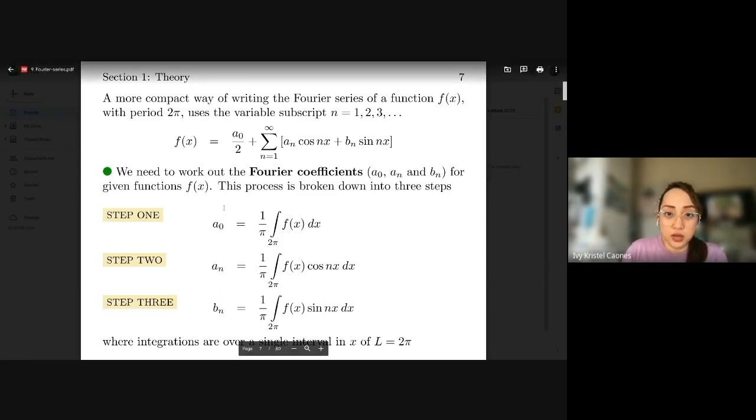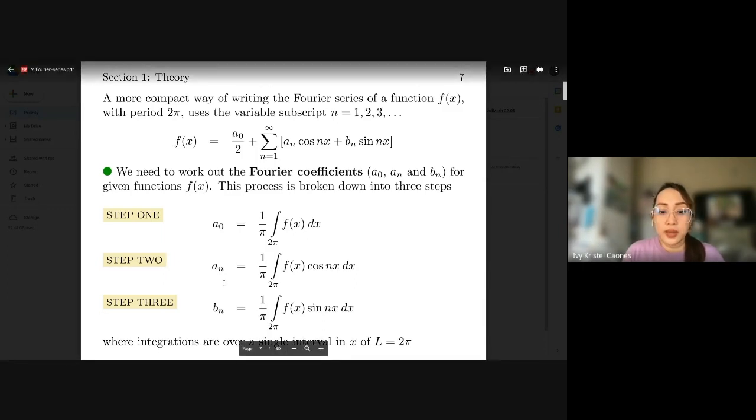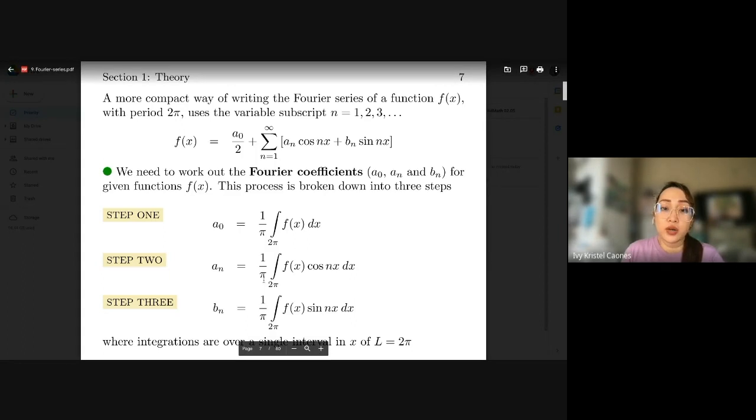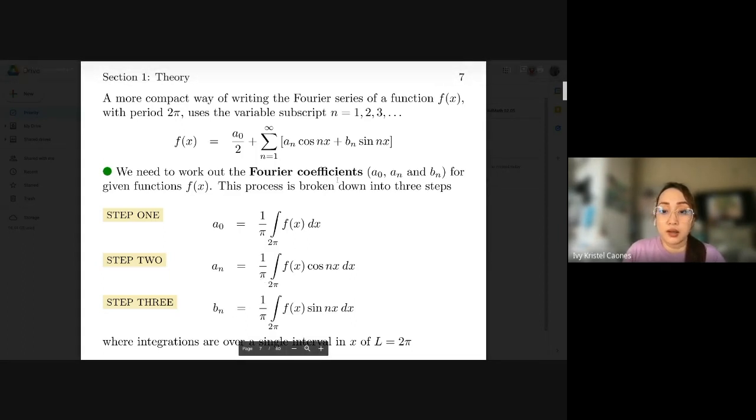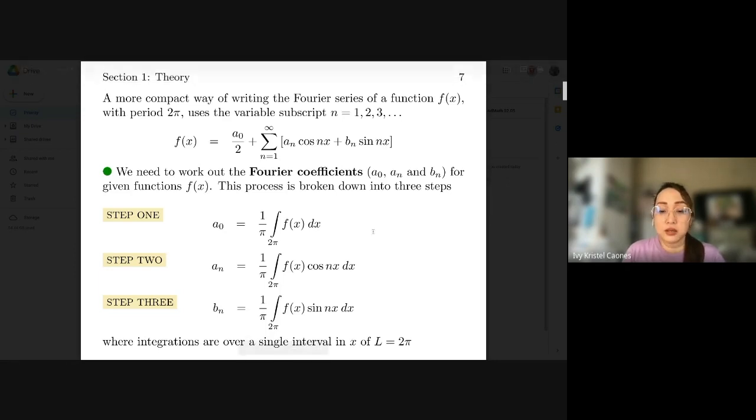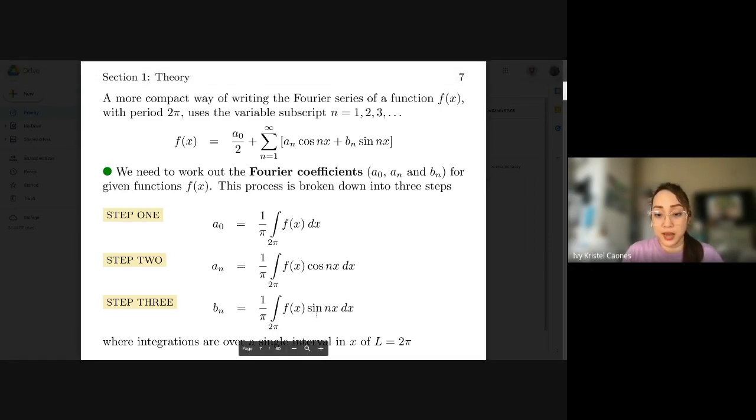Again, step 1: A sub 0 is equal to 1 over pi, integral of function of x dx. We have the range. Step 2 will be A sub n, and that is 1 over pi, integral of f of x times cosine nx dx. Then for step 3, you are going to integrate the sine side, which is B sub n sine nx. That will be 1 over pi, integral of function of x times sine nx dx.